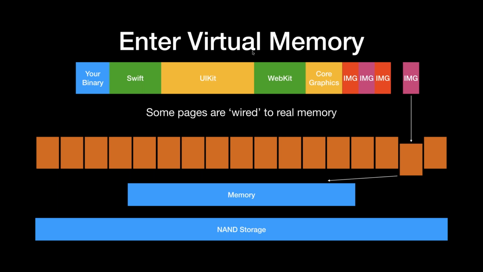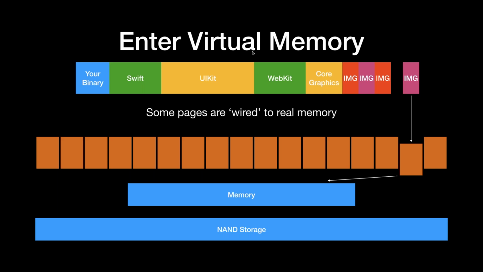Well, when you put something in a page, which just means you've called malloc, or in the Arc world, you've initted a new object, that object gets created at an address which is on one of these pages. The pages then are mapped to either real memory or the NAND storage, depending on whether that object is being modified by the program right now.